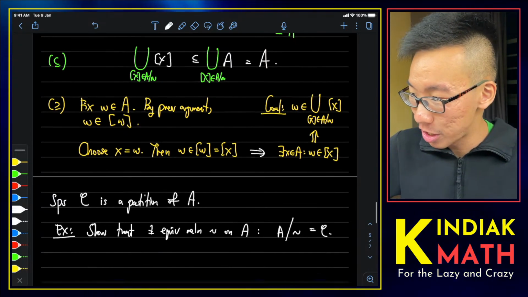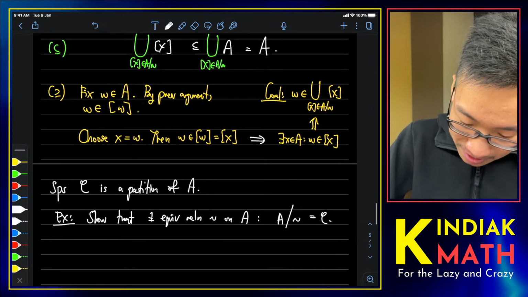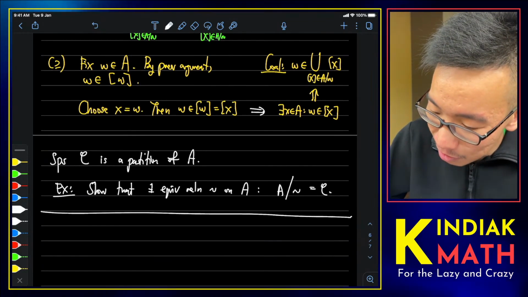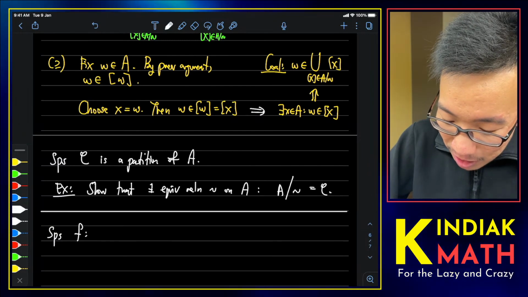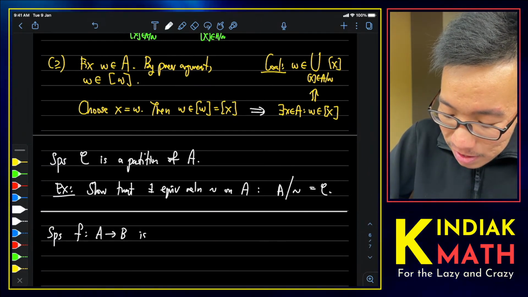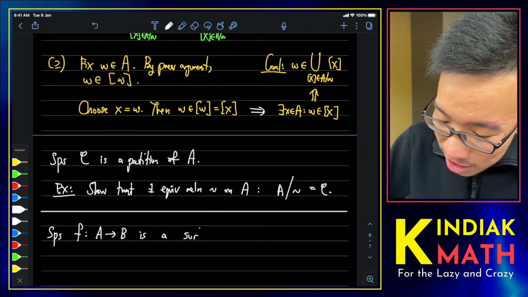Okay, one more exercise. I'm gonna go into the question in Q&A mode. So one more exercise. This one actually relies on functions. So suppose f from A to B is a surjection.